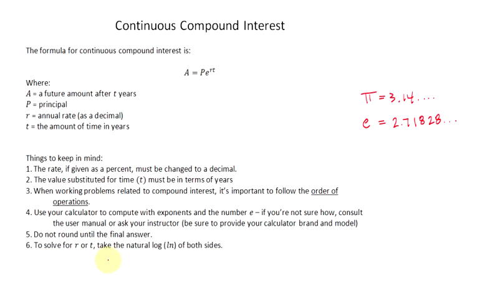And number 6 says to solve for R or T, which, if you'll notice, the variables R and T are in the exponent of this formula. If you're ever asked to solve for one of those, we're going to use a strategy whereby we take the natural log of both sides. So if you're not familiar with what the natural log is, I'm going to show you how that works in the second example that we do. And so you'll have a better idea of how we do that. So let's go ahead and do our first example.